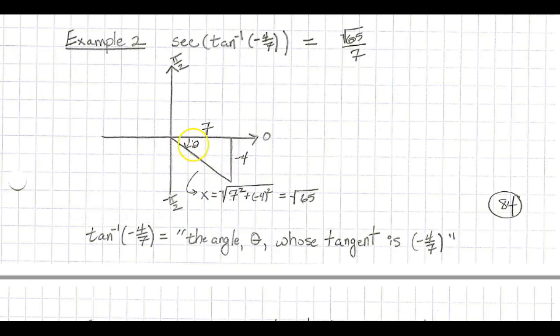Draw in the angle I'm looking for. And again, I actually don't even need to know the angle because I eventually want just the secant of that angle. But I do need to know the sides of its reference triangle. So tangent is opposite over adjacent. So that has to be minus 4 because it's in the negative y direction. So minus 4 over 7. That allows me to figure out the length of this hypotenuse, just using the Pythagorean theorem. It comes out to be the square root of 65. So now the secant of that angle, using the reference triangle, secant is 1 over cosine. Cosine is adjacent over hypotenuse, so the secant is hypotenuse over adjacent, square root of 65 over 7.